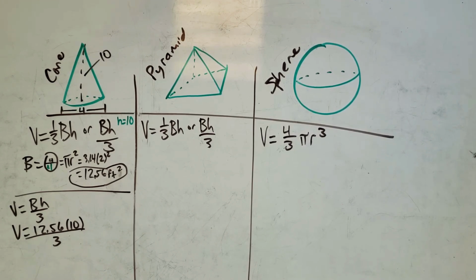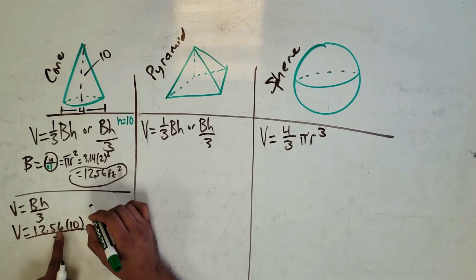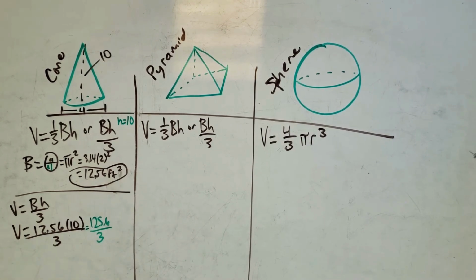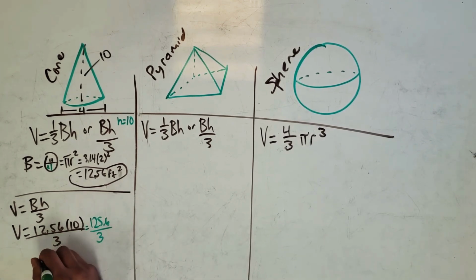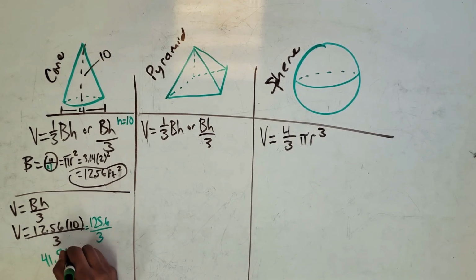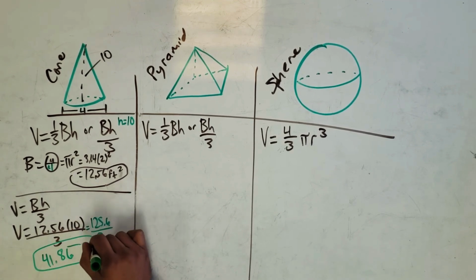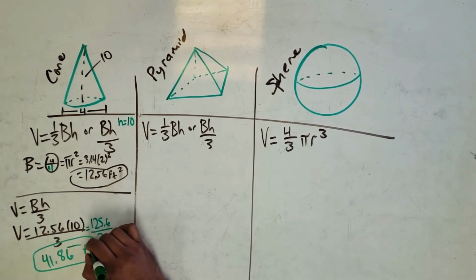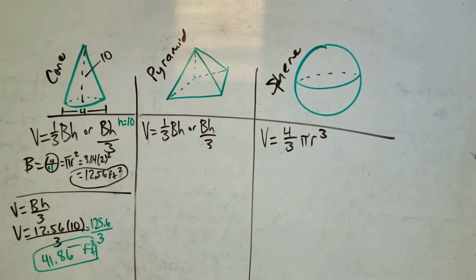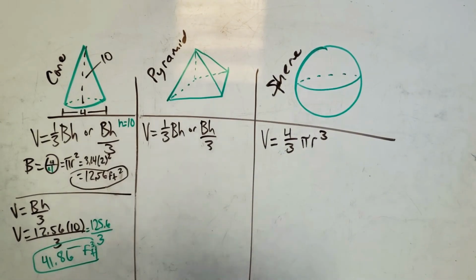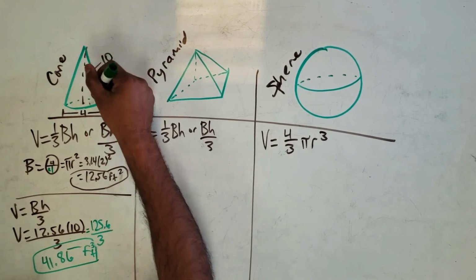Alright, there's my calculator. Okay, so I know that the top one is going to be 12.56 times 10, which is 125.6, divided by 3. So that's what we need to find out. 125.6 divided by 3 is going to be 41.86 repeating. And that's going to be feet cubed. So that right there is going to be my volume for this cone. Okay? So that is exactly 1/3 of the cylinder, of the same base and the same height.